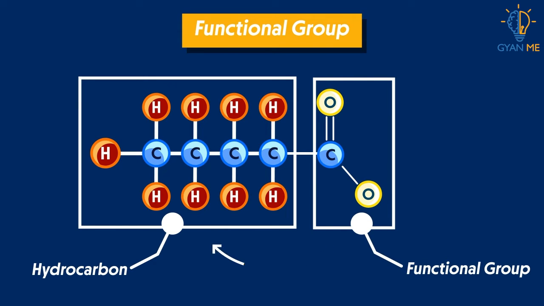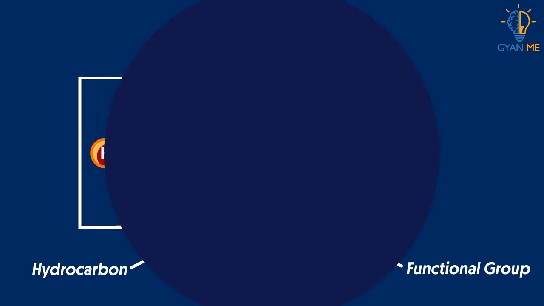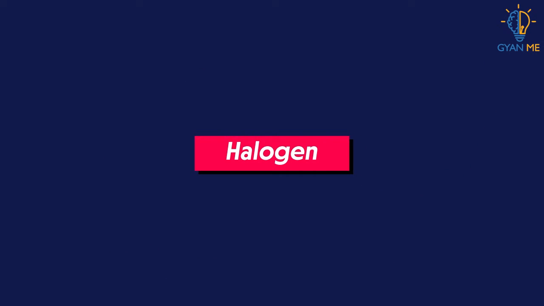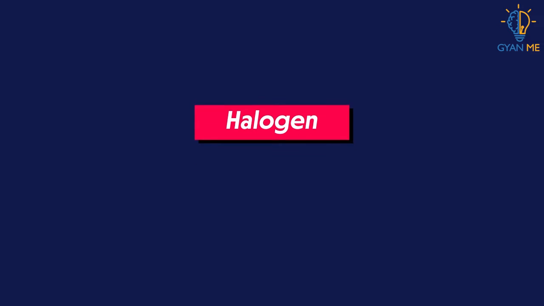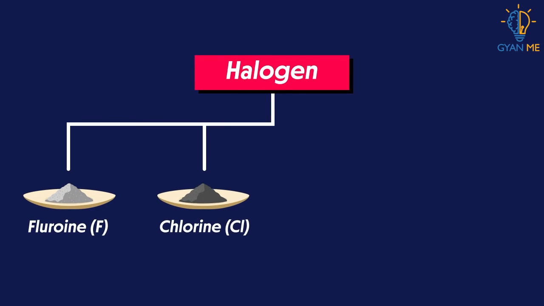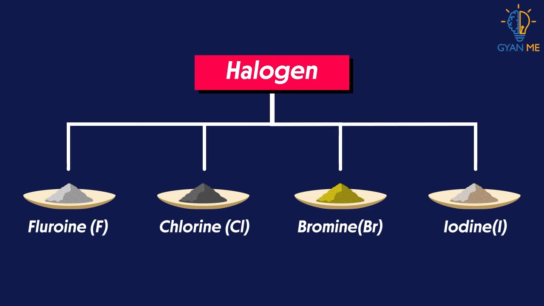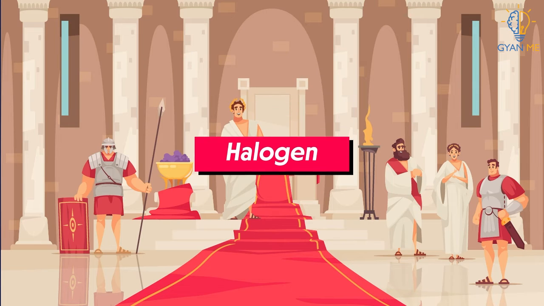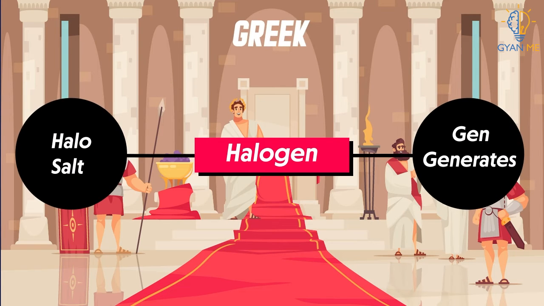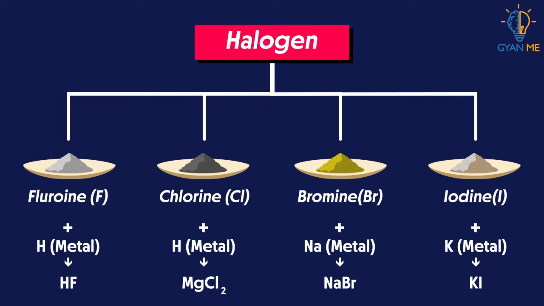So let's see functional groups one by one. The first in the list is the functional group halogen. The halogen group includes elements such as fluorine, chlorine, bromine and iodine. As we know, the name halogen is derived from two Greek words, where halo means salt and gen stands for generates or forms. Thus, these halo elements combine with metal elements to form a variety of salts with similar properties.